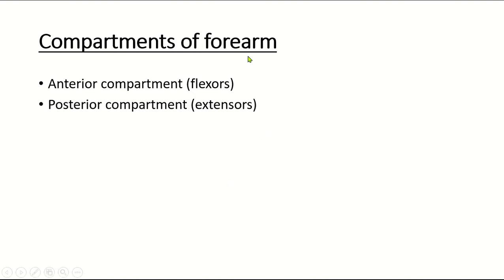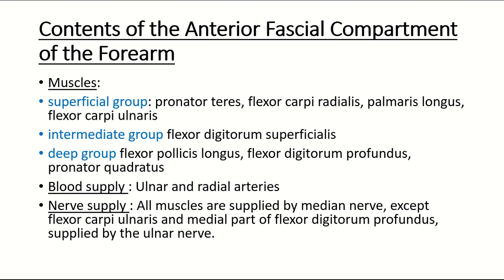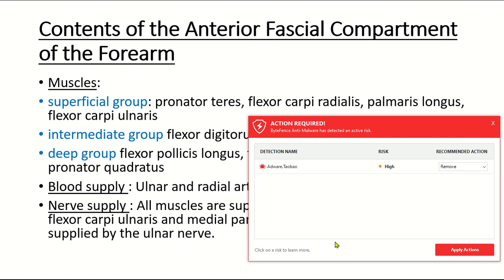The compartments of forearm: anterior compartment, which is known as the flexor compartment, and posterior compartment, which is also known as extensor compartment. So now we will go through the contents of the anterior fascial compartment of the forearm.